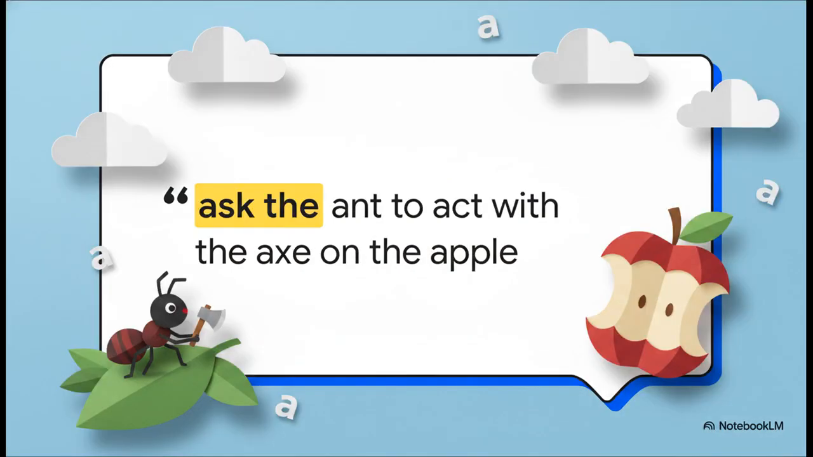And then, we get to this absolute gem for the word ask. "Ask the ant to act with the axe on the apple." Come on, you have to appreciate the sheer absurdity of this. An ant acting with an axe on an apple. There's no way a kid doesn't find that hilarious, and honestly, that's entirely the point. Unexpected, vivid, and slightly silly imagery is a classic, highly effective educational tool to cement sounds into memory. A child is definitely not going to easily forget an ant wielding a tiny axe.